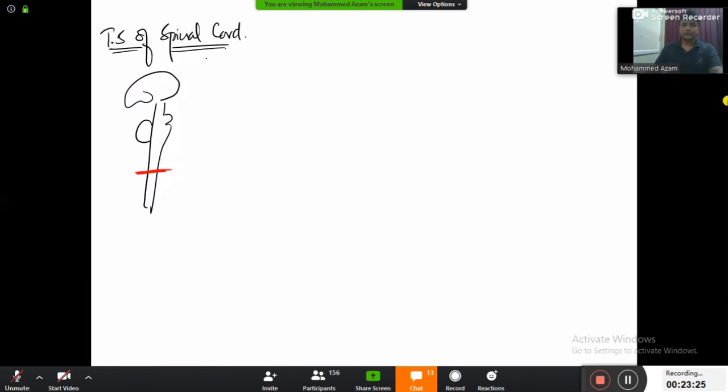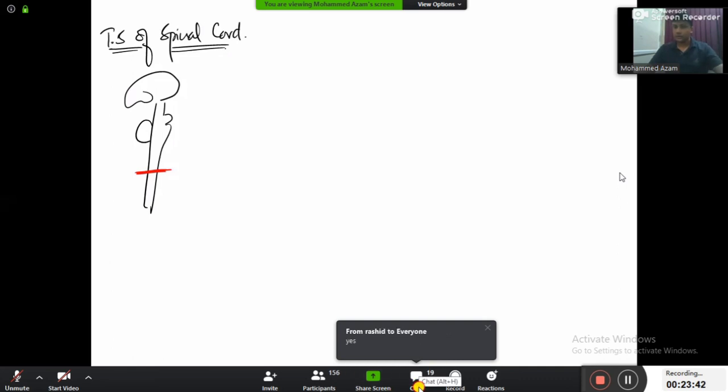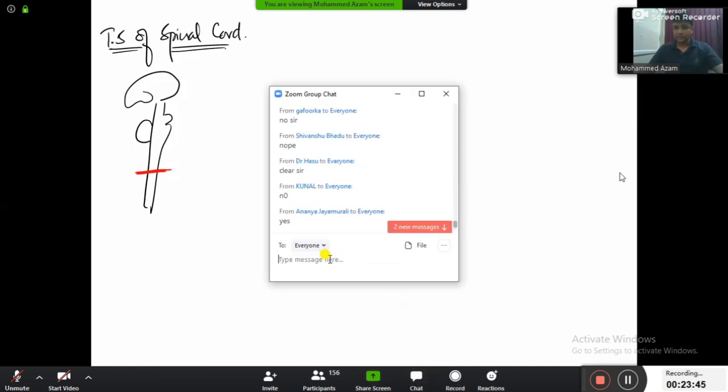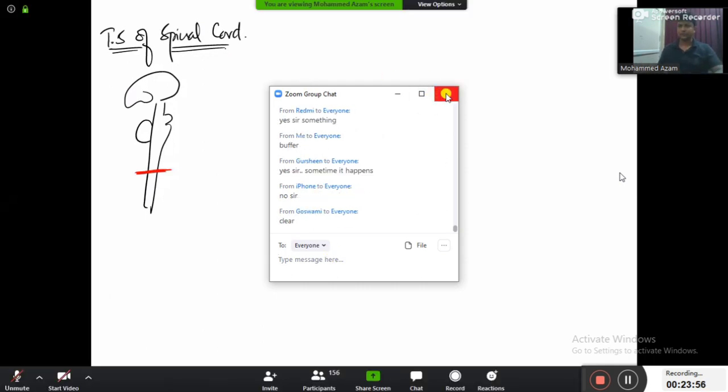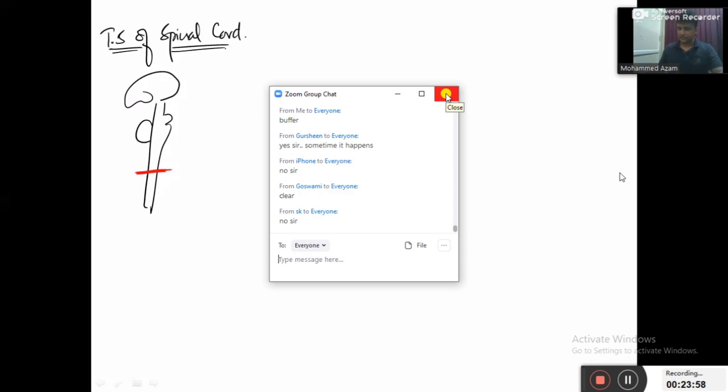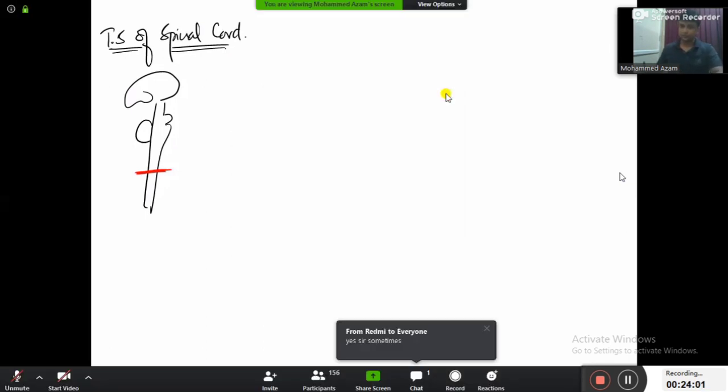Now the transverse section of the spinal cord. Let me just take one message from here. Sometimes the sound gets buffered, Omkar is saying. What about other people? Just confirm with me, is there any issue with the sound with other people? Yes or no? Clear, no issues. Omkar, I think there is some issue with your connectivity. Don't worry, Omkar, just try to check the connectivity from your side. Sure, no problem. Very good. Thank you all. Come on, let's study right now.